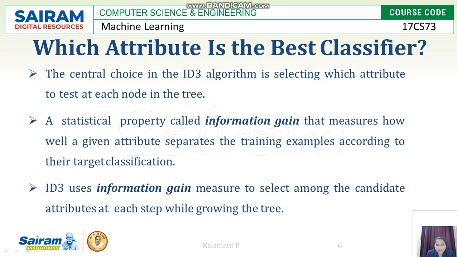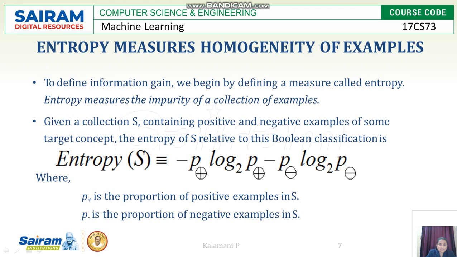So the central choice of the ID3 algorithm is selecting which attribute to test at each node in the tree. That is the main thing for each node. The statistical property called information gain is used to find the best attribute in each step. In order to find the information gain, first we should find the entropy. So to define information gain, we have to define entropy first.